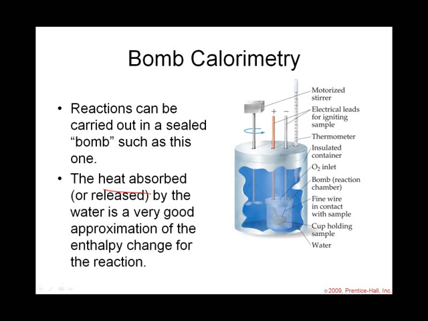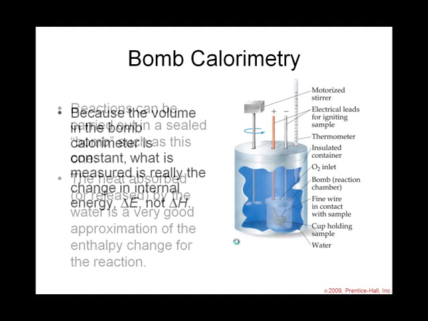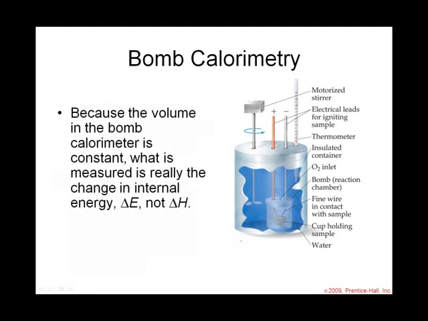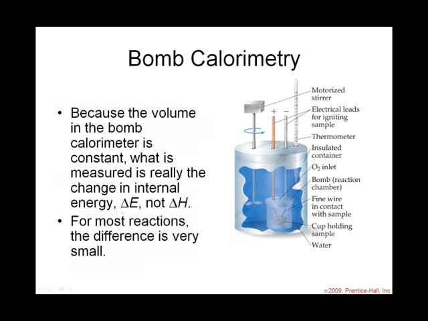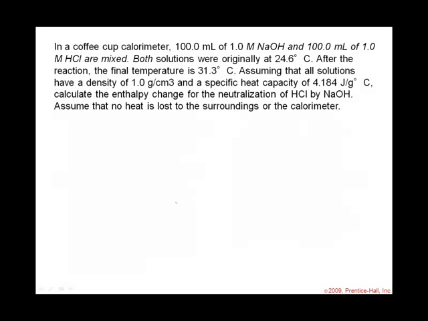So again, the heat absorbed by the water is a good approximation for the enthalpy or the heat, the Q change, right? Because the volume in the bomb calorimeter is constant, what it's really measuring is the change in internal energy, okay, delta E. Now, for most reactions, and we'll talk a lot about this later in this unit, delta E and delta H are pretty much, for most reactions, the same thing. Very, very close. So let's take a look at a real problem.